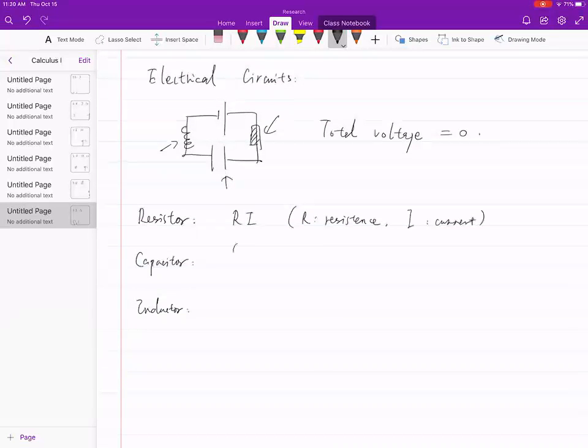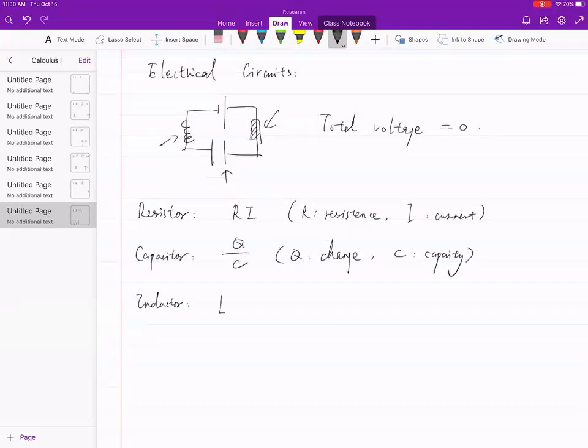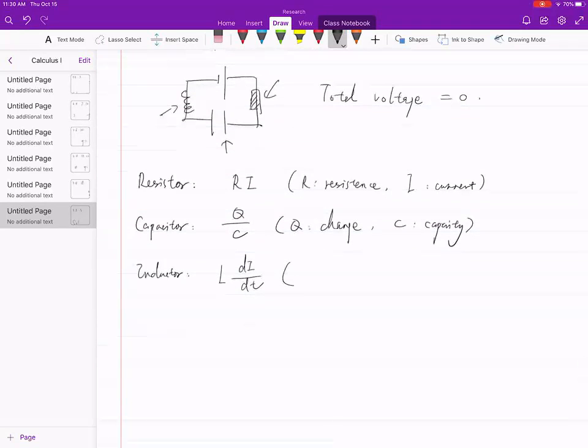You have the capacitor, which is Q over C. Q stands for the charge on both sides of the capacitor, and C stands for the capacity, which means the capacitor is wider or narrower, how big the cross-sectional area is. Finally, you have the inductor. The inductor only produces voltage if you have a changing current. In other words, the voltage is induced by the change of your current according to some magnetic field. So L is just a constant for the inductor, and I, you know what I is.